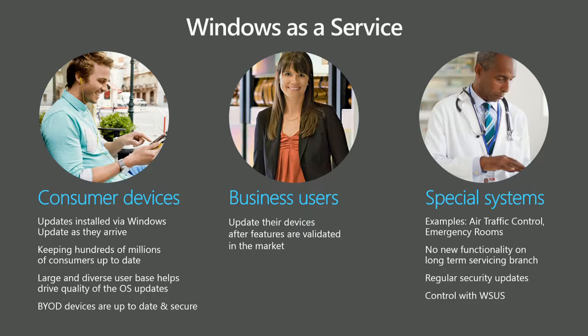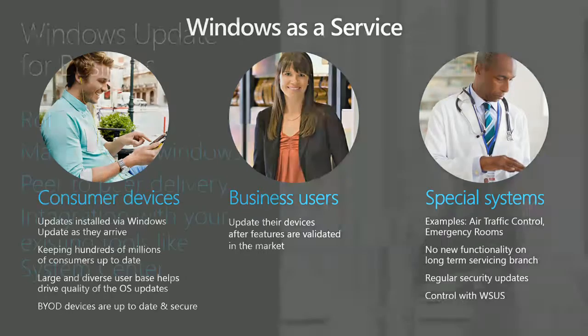So business users, what we're doing in Windows as a service is to have them update those devices after those updates have hit the consumer service on Windows Update. Business users will be able to take that after some delay, and you can control that as a customer or a partner. And after they're validated in the market with consumers, apply them to the information worker machines.